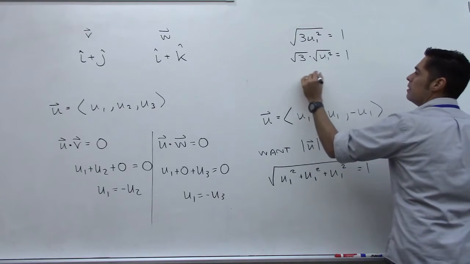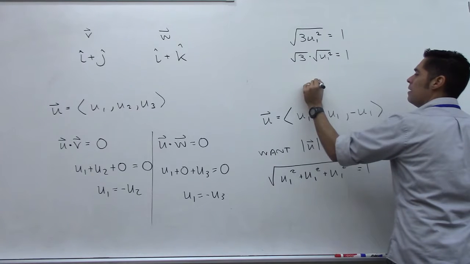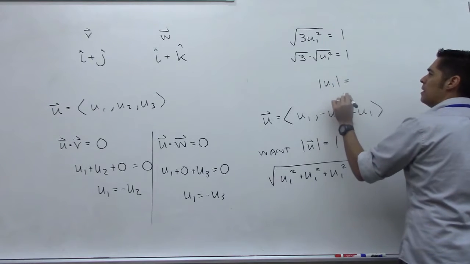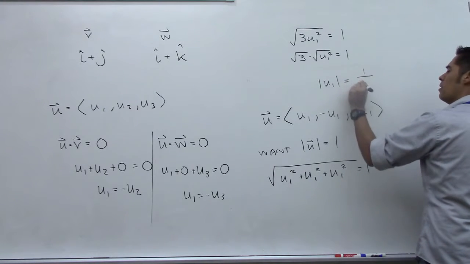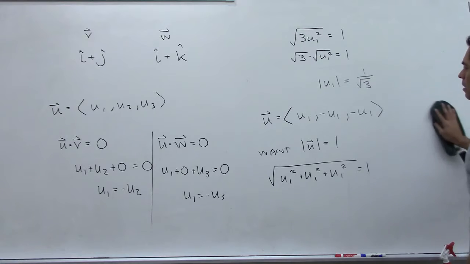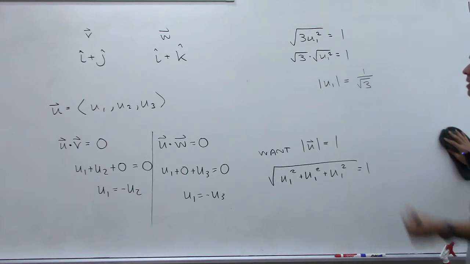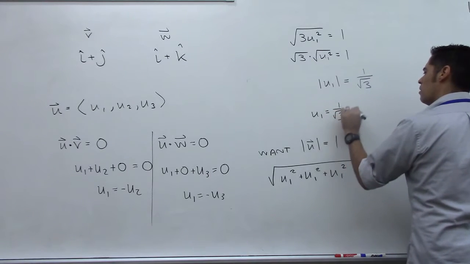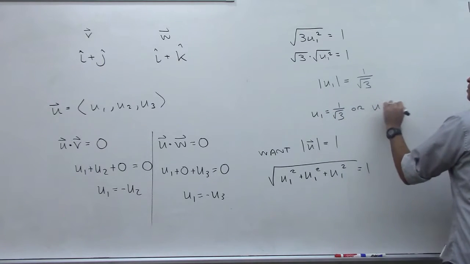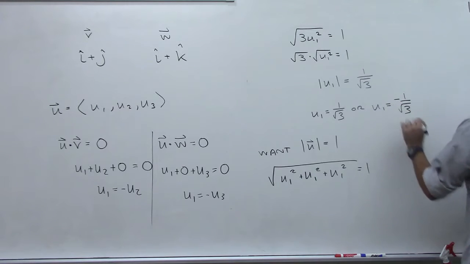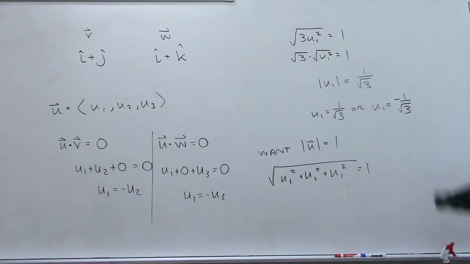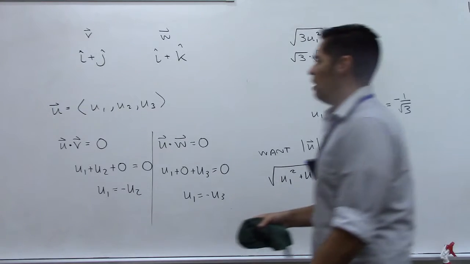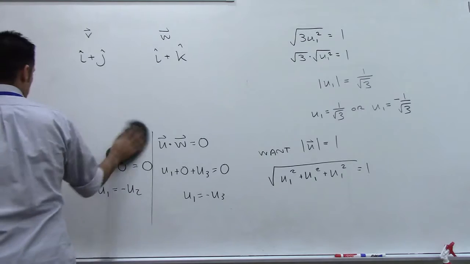And this right here means that the absolute value of u1 must be equal to, I just divide by root 3, 1 over root 3. So I could have u1 be equal to positive 1 over root 3, or I could have u1 be equal to negative 1 over root 3. In either case, I should get a magnitude of this vector to be 1. So I think I'm ready. I'm ready to write down what u should be.